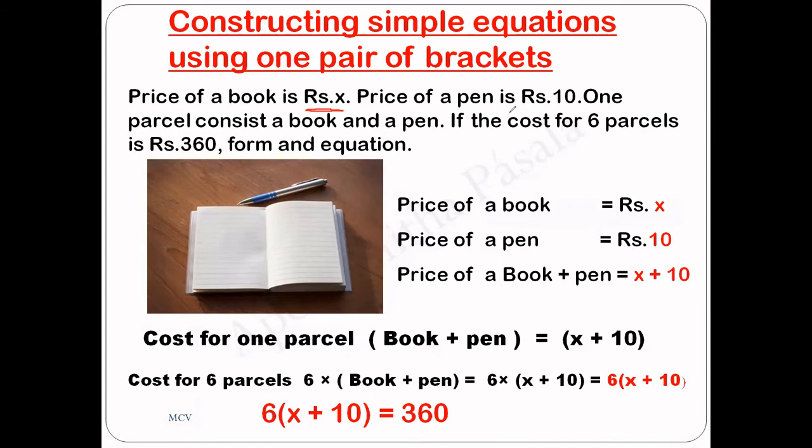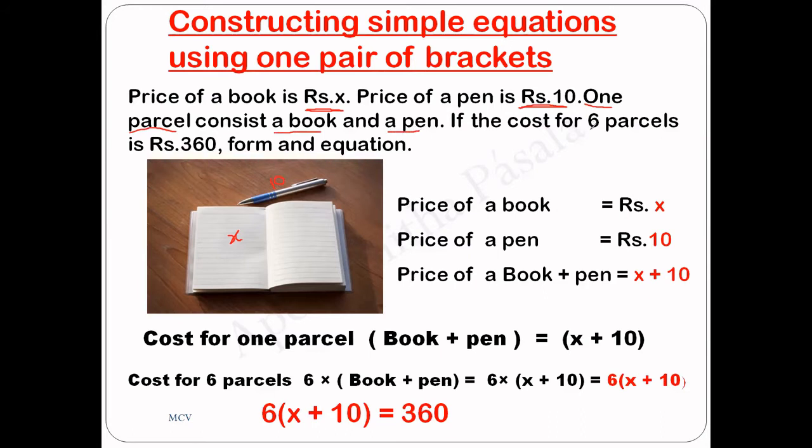Price of a pen is 10 rupees. Price of a book, X. Price of a pen, 10 rupees. One parcel consists of a book and a pen. A book, that means one book, and one pen.